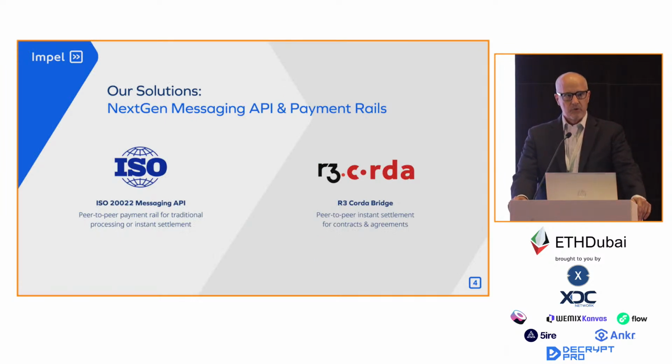We have two main solutions. One is the ISO 20022 API and the R3 Corda bridge. The R3 Corda bridge allows anyone to take digital assets from the XDC network's public blockchain and move them over to a Corda app on their private DLT. The ISO 20022 API is similar to what Swift or SEPA would offer, but again, we have a next generation model that we can take a little further.